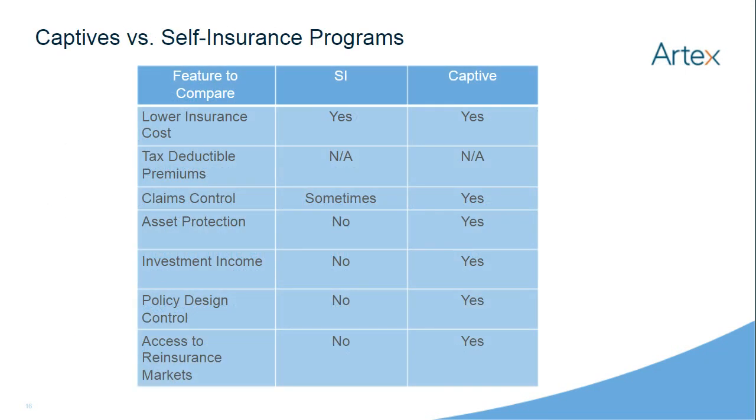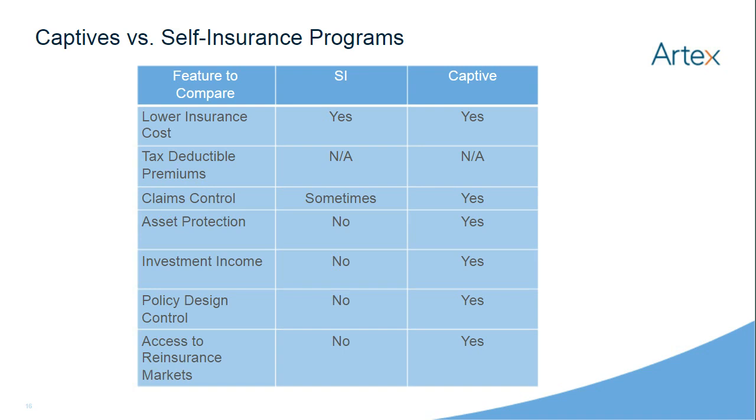So you can say, well, fine, I can just take on some additional risk in the form of self-insurance or large deductibles. But what's really the comparison of a captive versus just a self-insurance program? Both are going to relate to a lower insurance cost because I'm taking on more risk. If we have tax deductible premiums, we'll talk about that a little bit later. But a captive can provide greater control over the claims process because for that large layer of risk you're taking on, you can hire your own third-party administrator versus relying on the commercial insurance company to settle those claims for you. And now you have more control over whether to fight or to settle a claim and really have a third-party administrator that's working for you versus the insurance company.